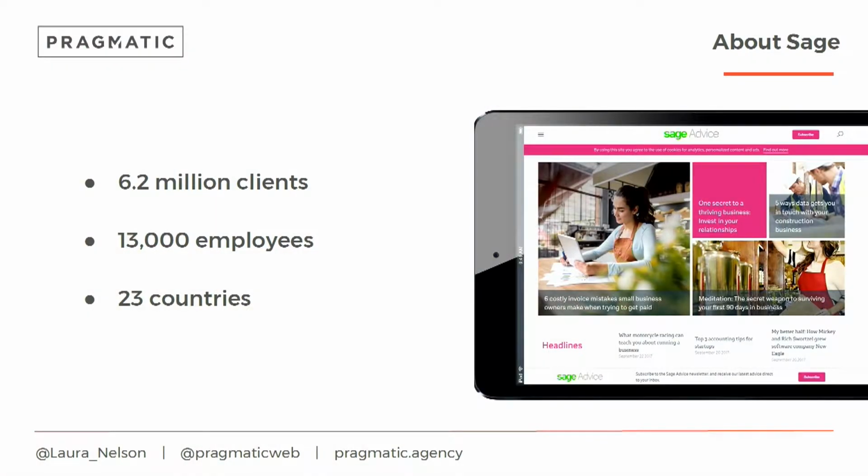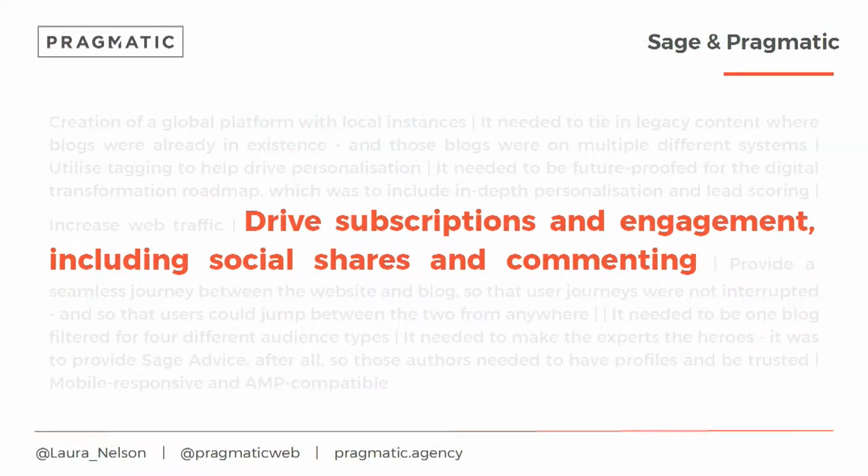Now, Sage. So Sage are a global software giant. They have around 6 million clients all over the world, and they're serviced by 13,000 employees. And we started working with Sage at the beginning of the year when they approached us to transform their disparate group of local blogs into one global content hub with local instances. And amongst their list of objectives was to drive subscriptions and engagement, including social shares and commenting. And this is the point where we identified CRO as a good option to resolve this.